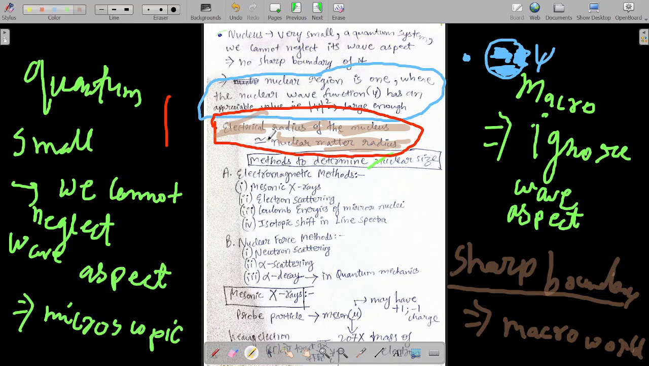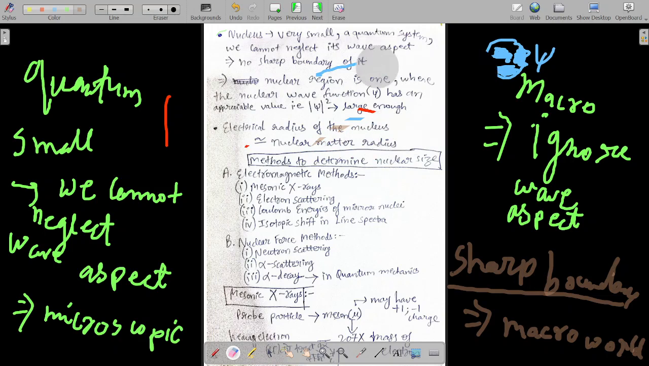Now, methods to determine the nuclear size. We are going to learn about the various methods to determine the nuclear size. What are they? There are electromagnetic methods: mesonic X-rays, electron scattering, Coulomb energies of mirror nuclei, isotopic shift in line spectra. And nuclear force methods are neutron scattering and alpha decay.